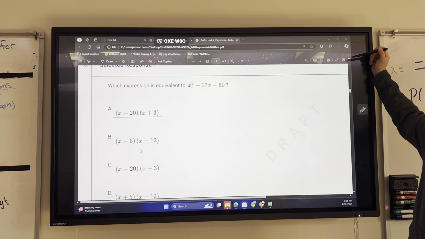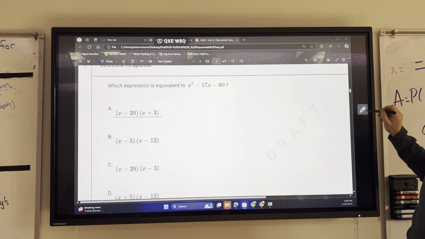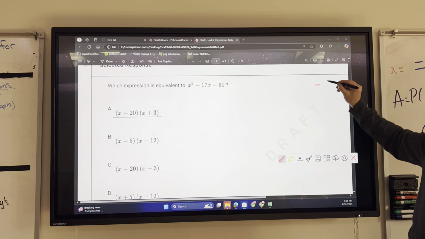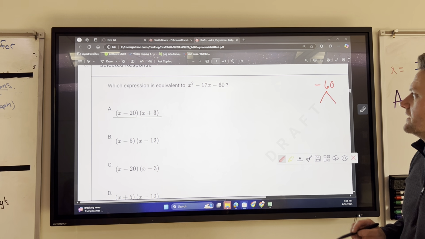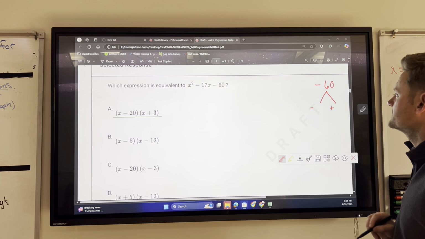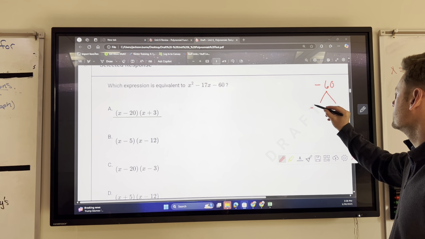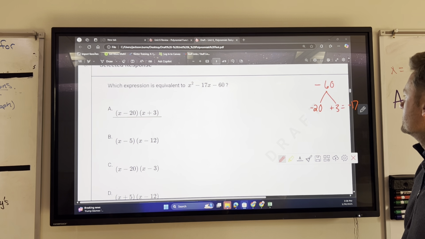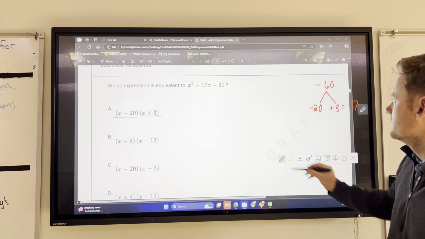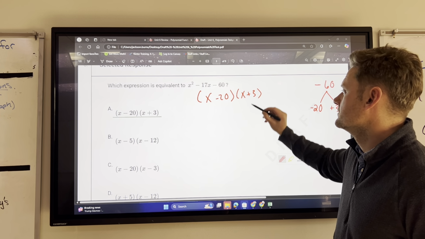All right, now we get to another basic one. Which expression is equivalent to x squared minus 17x minus 60? Well, what are my factors of negative 60? I need them to add up to a negative 17. One needs to be negative, one needs to be positive. You could look at the answer choices and check it out. So if I have a negative 20 and a positive 3, that gives me a negative 17, right? So you could FOIL, but your factors are going to be x minus 20 and x plus 3.